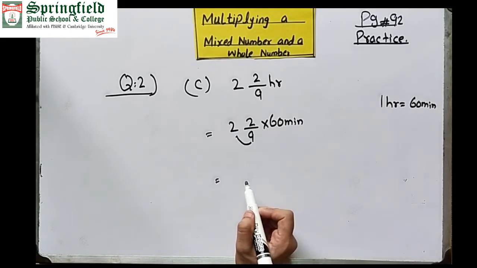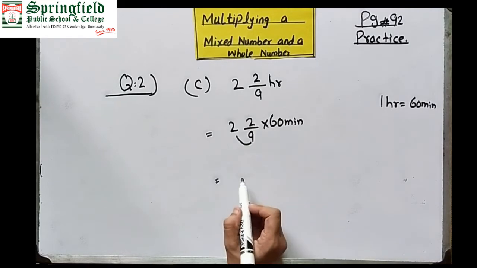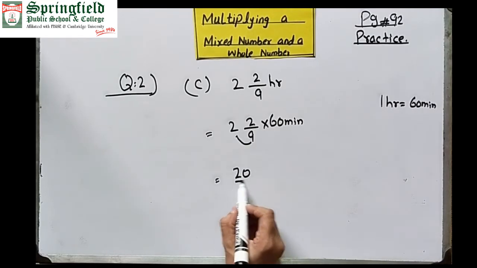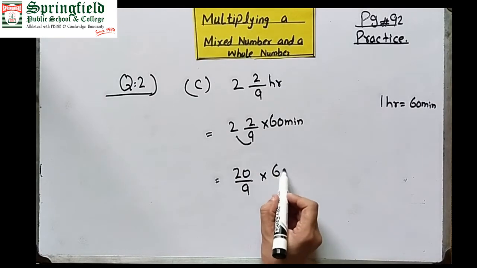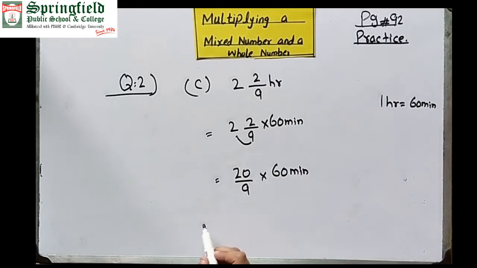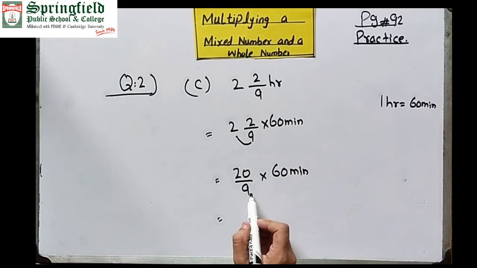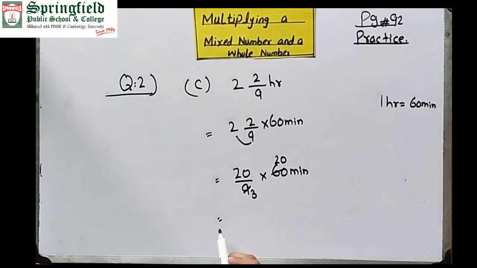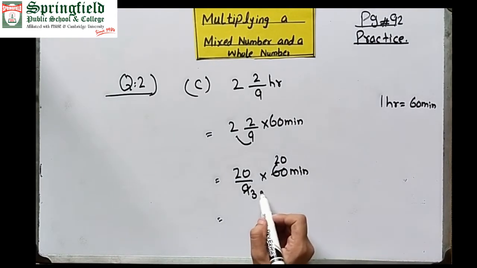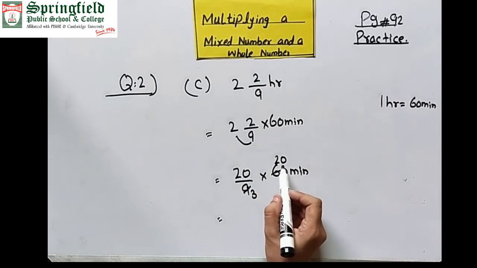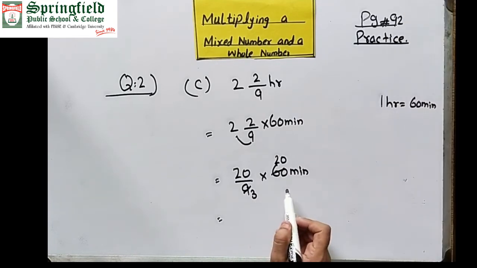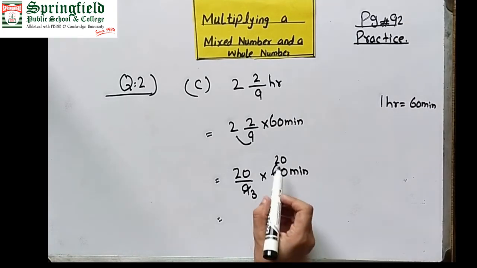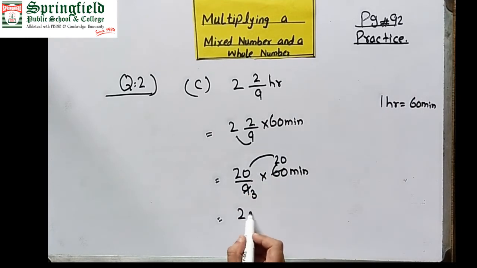Now 9 twos are 18 plus 2, 20 divided by 9, multiply with 60 minutes. So we can use the table of 3 here. 3 threes are 9, 3 twos are 6, 0. And no further, no any one table can be used here. Same table, fine. So 20 is even and 3 is odd, so they are not cut with the same table. So 20 will multiply with 20 divided by 3.